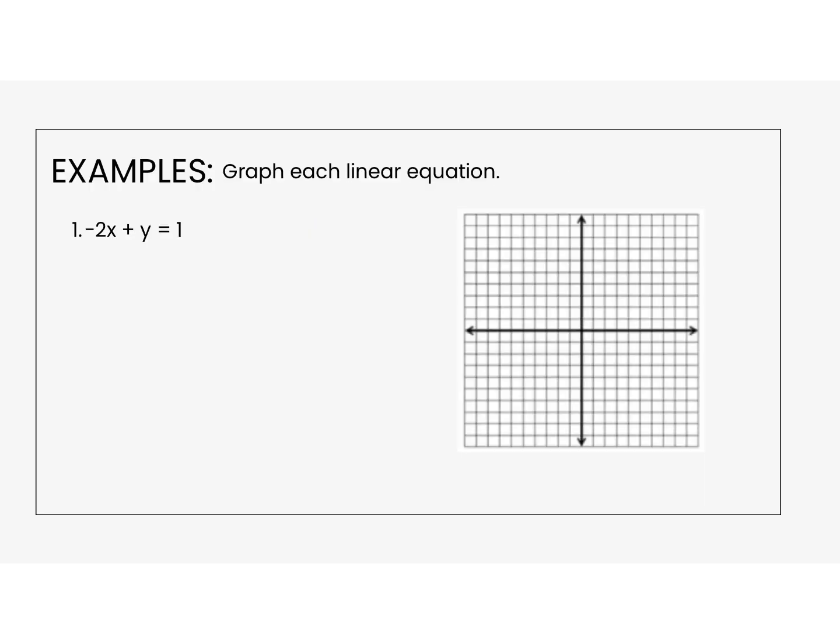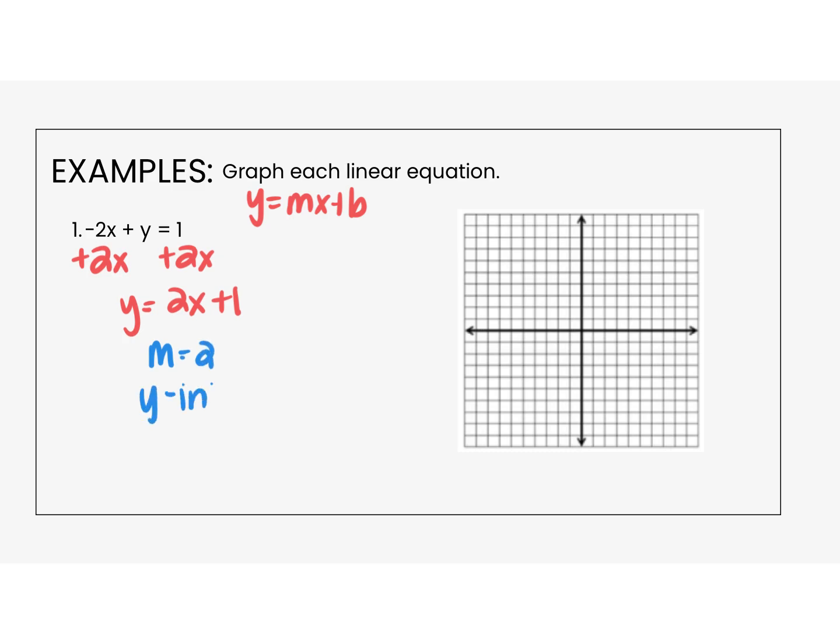So let's look at an example here first. Again, step 1 is to rewrite the equation in slope-intercept form. So that means I want it to be in y equals mx plus b. So I need to add this 2x to the other side. And that gives me y equals positive 2x plus 1. That's our slope-intercept form. So our slope is 2 and our y-intercept is (0, 1).